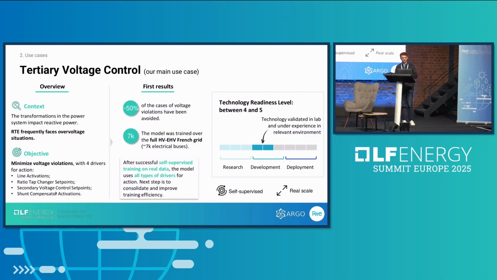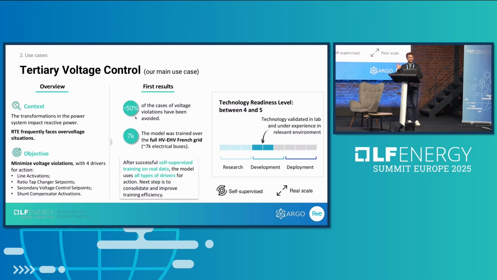The first results are the following. We trained our model on a full-scale RTE system over 1 year of data. It's the full 7K buses system. And we managed to reduce the amount of overvoltages by a factor 2.